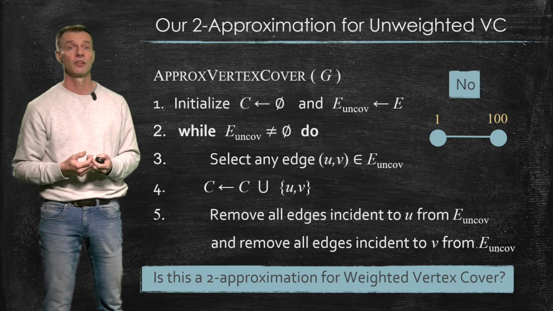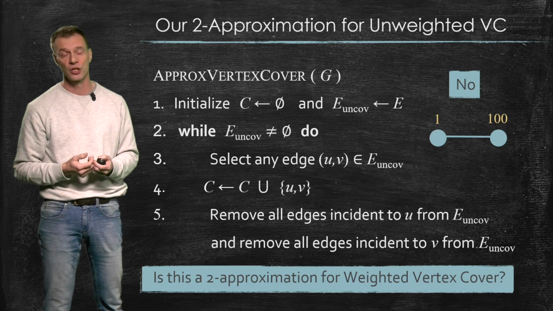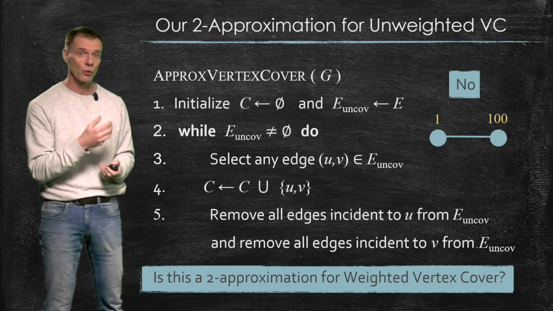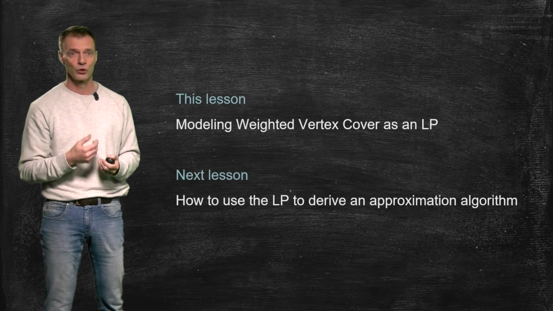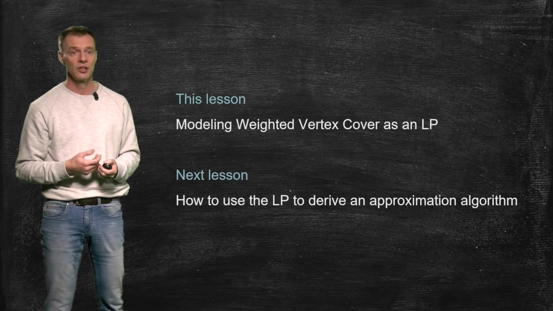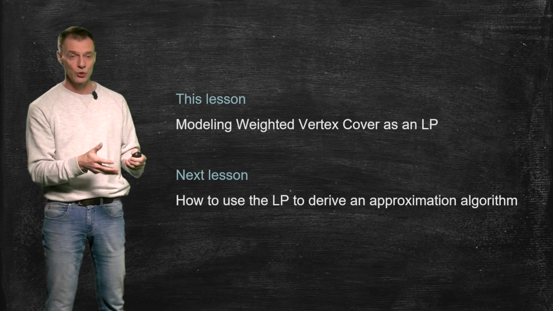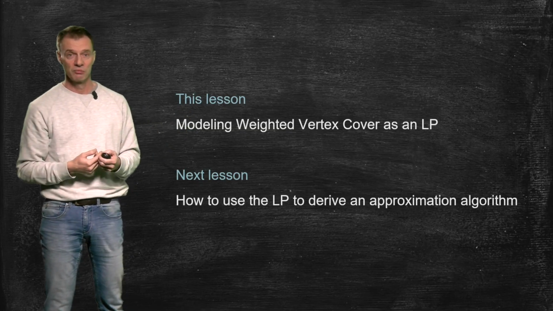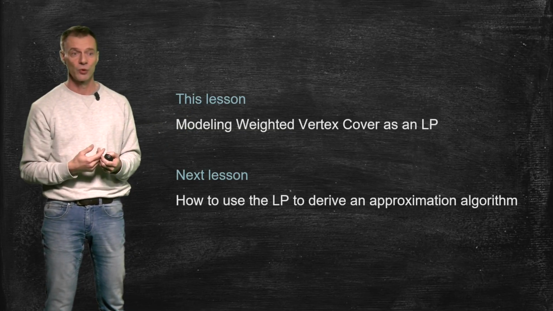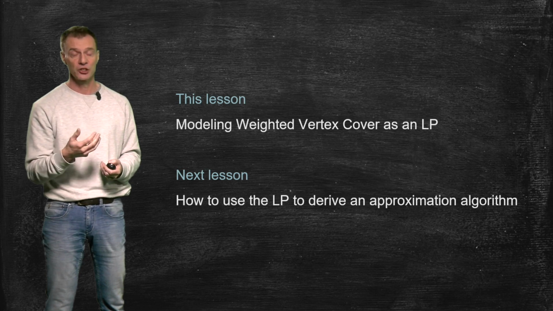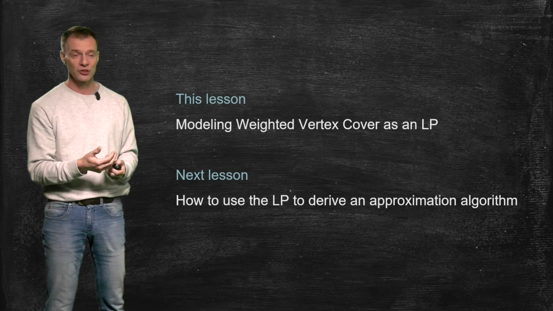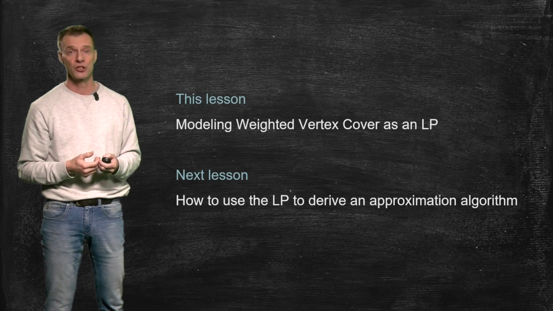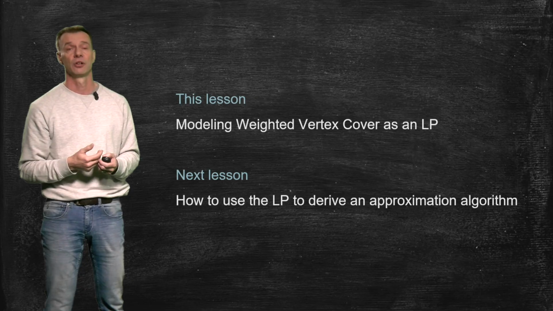So the algorithm that did give a nice two approximation algorithm for the unweighted version, for the weighted version, it's not a good approximation algorithm. So what we're going to do in the next lesson, we're going to see how we can use linear programming, and actually in a very special way, which is called linear programming relaxation, or LP relaxation. We're going to show how to use that to get a very nice approximation algorithm for the weighted version of vertex cover.